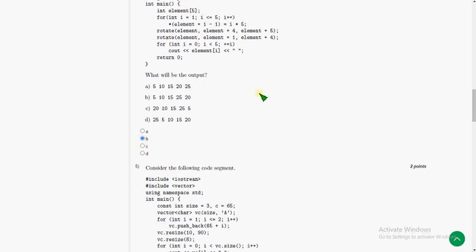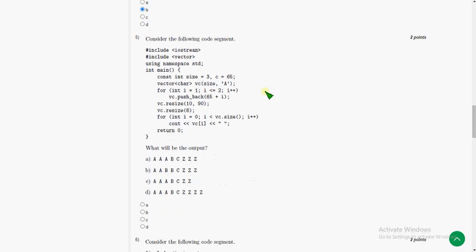Moving on to the fifth question, a similar one, I mean they gave a code and are asking for the output. The answer for the fifth question is option A: 3 A's, B, C, and 3 Z's. So option A.